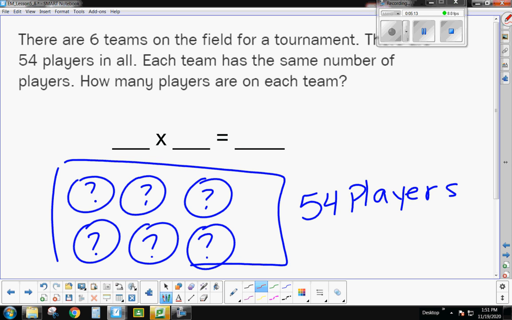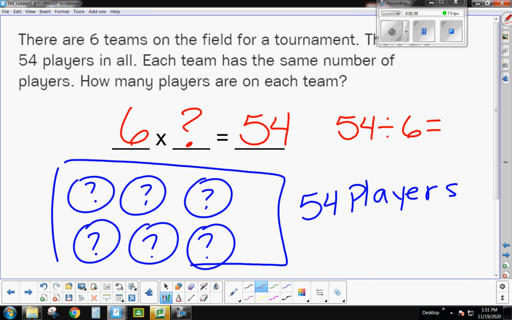All right, so I know that I have 6 groups of something. I don't know what's in those groups, but it equals 54. So that is my missing factor number model. 6 times something equals 54. Really I was taking those 54 players and dividing them between 6 teams, and I need to find out how many players are on each team. Or I could think of it as a missing factor problem, turn that around to multiplication, and think 6 times what equals 54. Pause the video and see if you can come up with the answer.